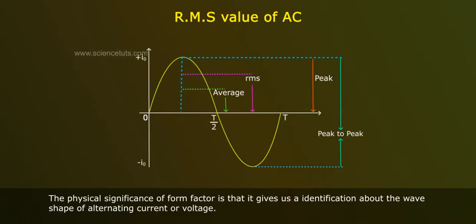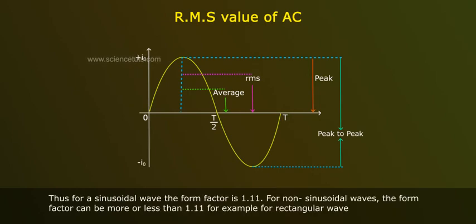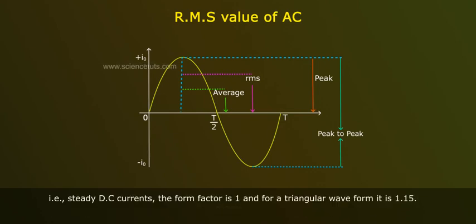Form factor equals 1.11. The physical significance of form factor is that it gives us identification about the wave shape of alternating current or voltage. Thus, for a sinusoidal wave, the form factor is 1.11. For non-sinusoidal waves, the form factor can be more or less than 1.11. For example, for a rectangular wave, that is, steady DC current, the form factor is 1. And for a triangular waveform, it is 1.15.